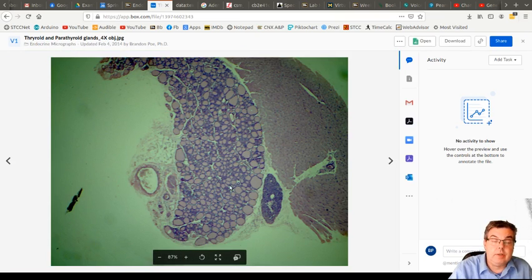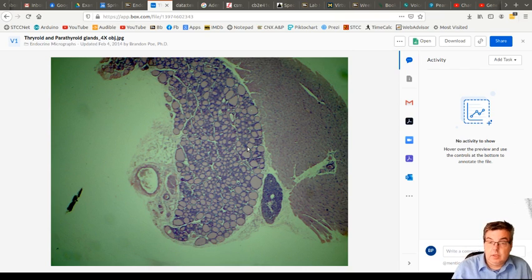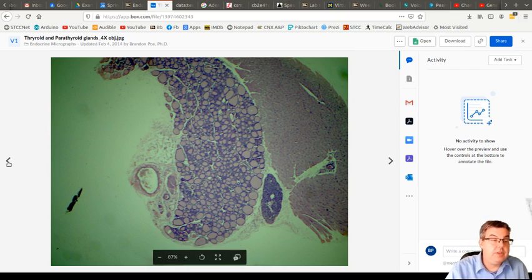Just looking at the thyroid gland here, hopefully it reminds you of a different type of tissue. If you look at this, you hopefully really are saying, oh, that looks a lot like adipose tissue or fat tissue. And there's a reason for that.